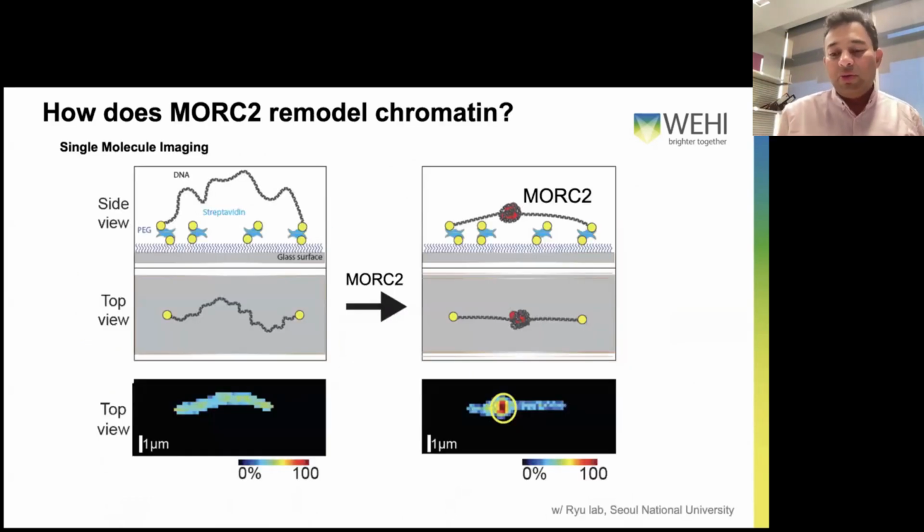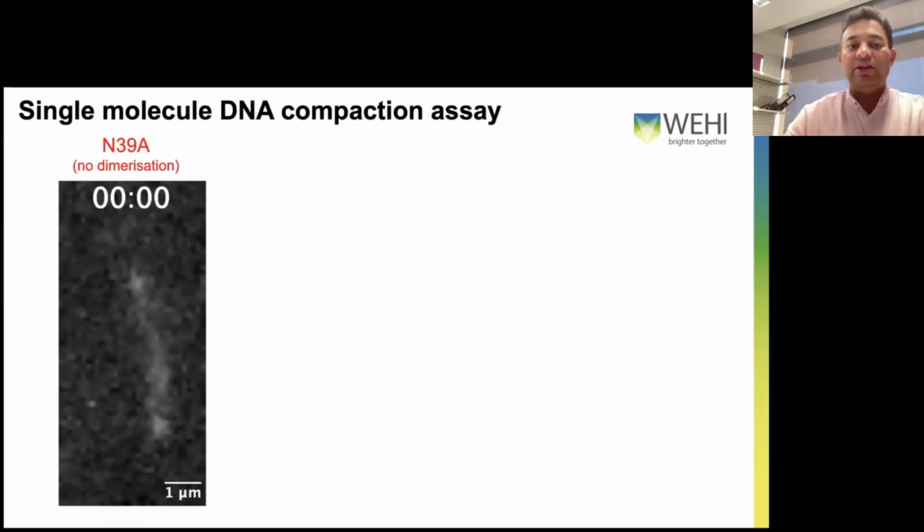No, this was all good, but we wanted to understand what exactly it does when it binds the DNA. So in order to do that, we took help of single molecule imaging, again with Jay Kuhn's lab. What we did here was we had DNA spread on a glass slide, and the idea was, if we give it MORC2, are we going to see some kind of compaction, which will appear as puncta? Now, this is a very sensitive experiment, so we need really good controls.